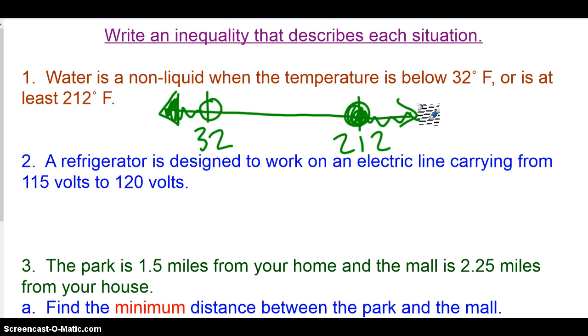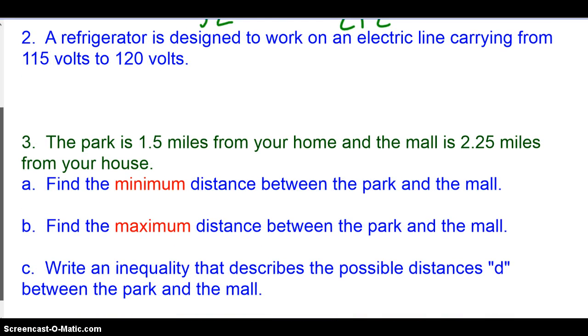So, but it said write an inequality. So when I do this, I see 32 is my smallest number. 212 is my biggest number. So I've got an "or" here because there's 2 different things that could happen. So x has to be smaller than 32, less than 32, or x has to be greater than or equal to 212. Why don't you try these two? Come back to me in a second.